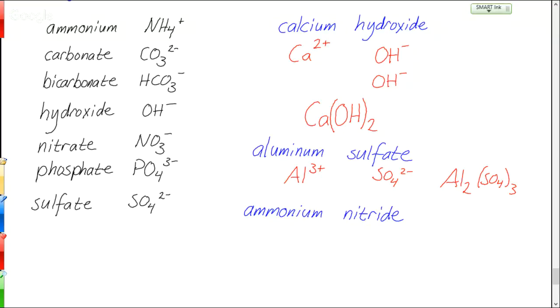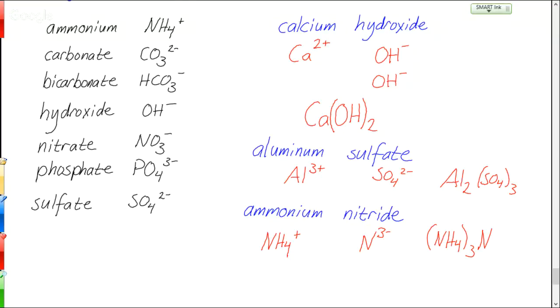Okay, what about ammonium nitride? What's ammonium? Yep, that's going to be from our list, NH4 plus. So nitride is N, and it's a -3 ion because it's in group 5A, which makes it need 3 more electrons to get to 8. So we're going to go with 3 ammoniums and 1 nitride.